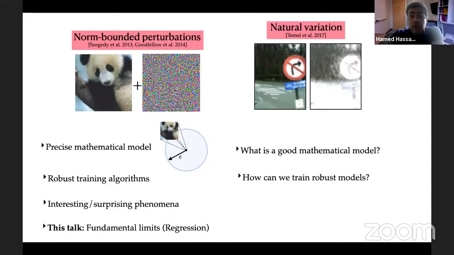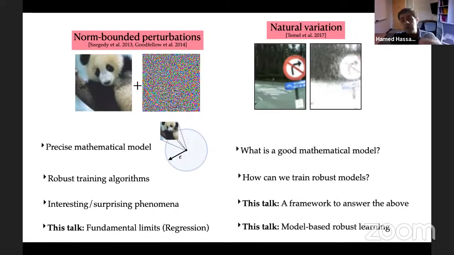The second part of the talk will be about natural variation. In the case of natural variation, we don't really have a good model. We don't even understand this natural variation mathematically. There is no analytical model that would give us natural variation. So this is one challenge. The other challenge is that since we don't really understand this mathematically, we don't know at the moment how to train robust models for these types of challenges.